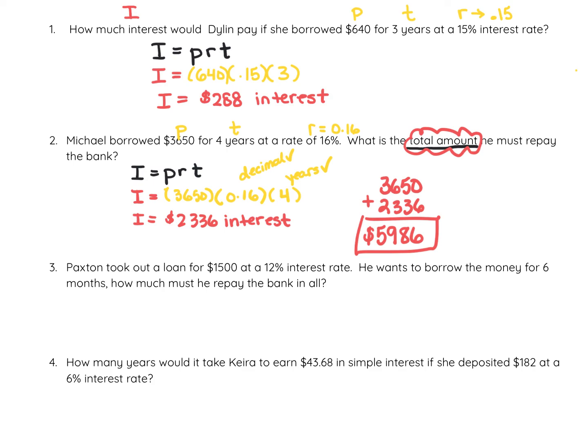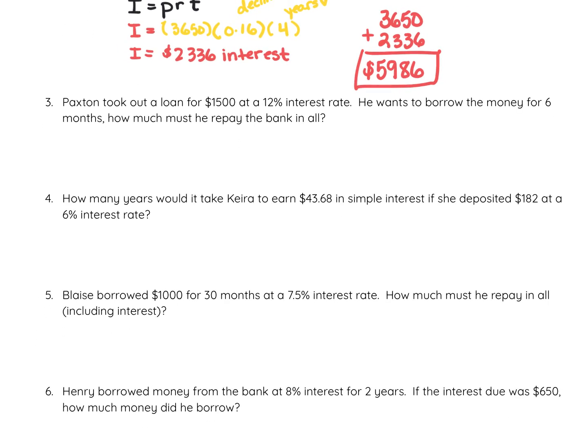Next example, Paxton took out a loan for $1,500. That $1,500 is the principal. It's what he took out of the bank at a 12% rate. My rate is going to be 0.12. He wants to borrow the money for 6 months. So this is my time, but it's 6 months, so I need to convert it into a year, which is 0.5 or half of a year.